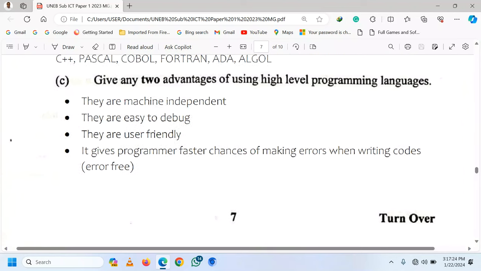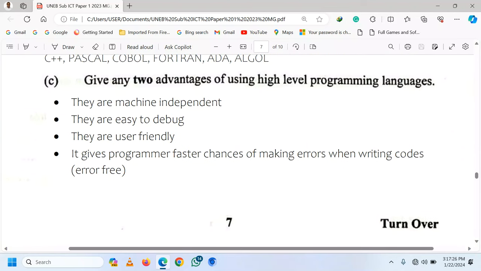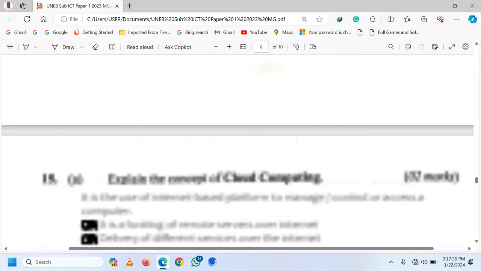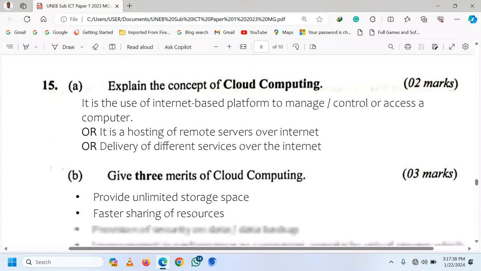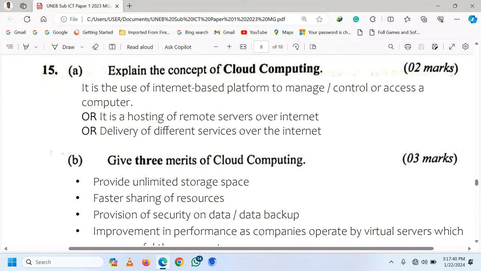Part C was asking advantages of using high-level programming languages. The advantages may be many, but these are some of the key outstanding advantages of using high-level programming languages. Number 11 is asking us to explain the term or the concept of cloud computing. Here are 3 alternative answers. A candidate is supposed to at least give one as the explanation of cloud computing.